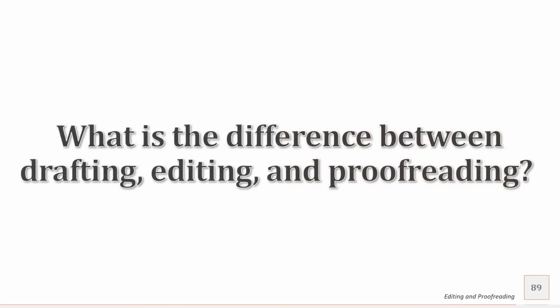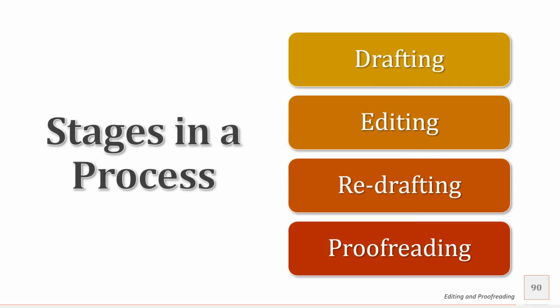So what is the difference between drafting, editing, and proofreading? Each of these are stages in a process which develops and produces the final assignment. If any of these stages are not done or not done well enough, this will be reflected in the quality of your assignment. Now let's look at the main differences between them. The 4 stages of this process are as follows: drafting, editing, redrafting, and proofreading. In the following slides, we'll go into them in a bit more detail.